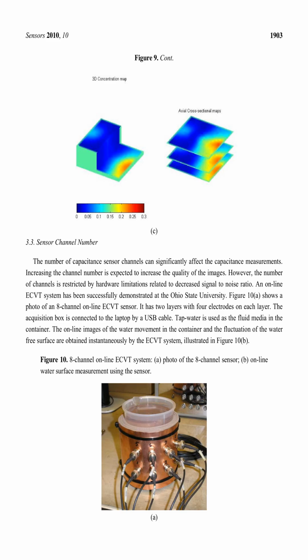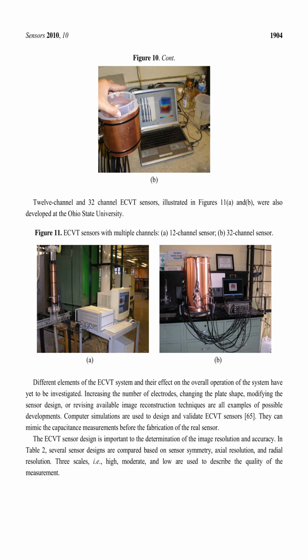The online images of the water movement in the container and the fluctuation of the water-free surface are obtained instantaneously by the ECVT system, illustrated in Figure 10B. Figure 10, 8-channel online ECVT system. A. Photo of the 8-channel sensor. B. Online water surface measurement using the sensor. Sensors 2010, 10.